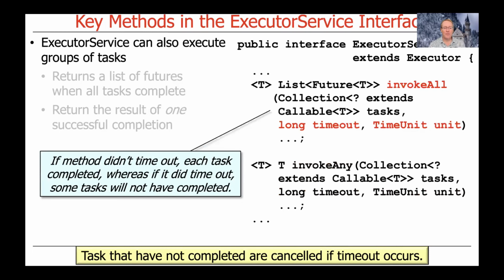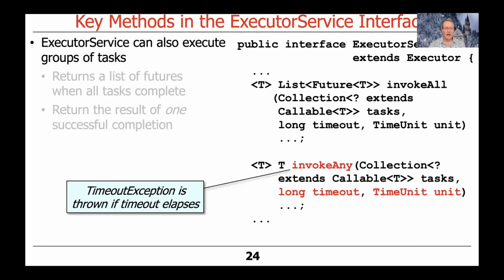When invokeAll doesn't time out, in other words, when it finishes before the timeout period, then the list that comes back will indicate everything that finished. In contrast, if it did time out, some of the tasks may not have completed. And if they haven't completed by the time the timeout elapses, then they're going to be canceled. So you'll get back a list of things that actually completed. Likewise, with invokeAny, if the timeout elapses, the timeout exception is thrown. So that's an indication that you didn't get a result at all before the timeout elapsed.